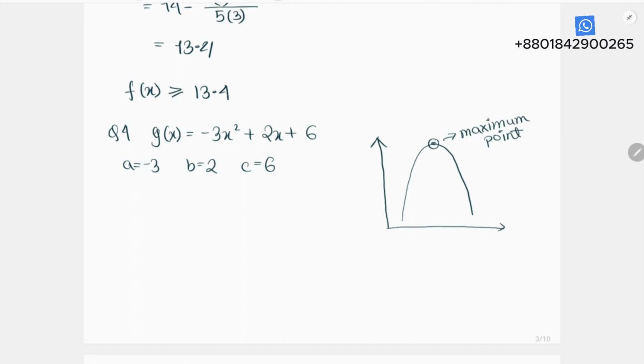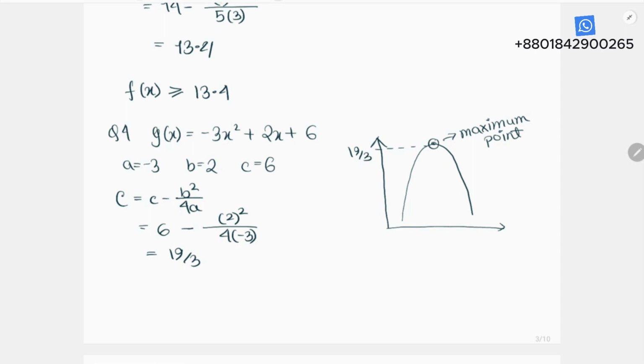Okay. So now we need to find the y coordinate again since we are just concerned about the range. So for the y coordinate we have to calculate the value of capital C, which is small c minus b squared over 4a. Small c is 6 minus 2 squared over 4 times minus 3, which is 6 and 1/3, or we can just use the fraction 19 by 3. So the y coordinate of this maximum point is 19 by 3.